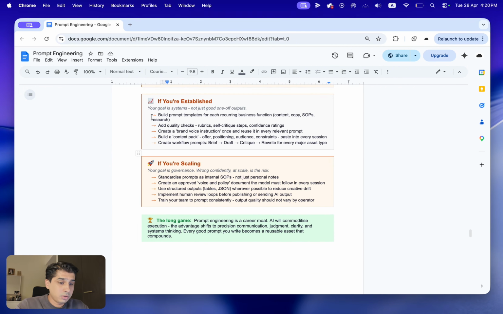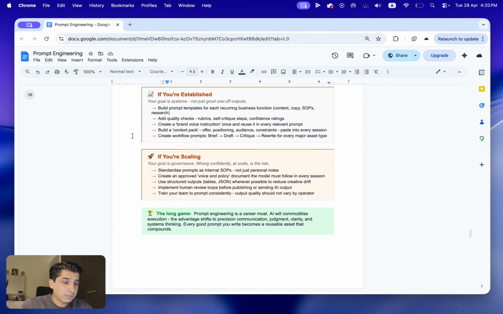Now, if you're already a bit established, your goal is systems, not just one-off good outputs, basically. So build prompt templates for each recurring business function. So be it content, copy, SOP, research, etc. Again, I've given you guys those prompts that you can start with. Add quality checks, so the rubrics, self-critique steps, confidence ratings. Create a brand voice instruction as well once and reuse it in every relevant prompt. Build a context pack, so anything that you made, your offer, your positioning, your audience, constraints, and paste it into every single session, or paste it into the instruction so it can know what to use. And create workflow prompts, so brief, draft, critique, rewrite for every major asset type.